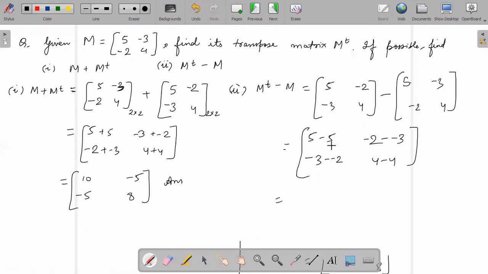5 minus 5 will give you 0. Minus 2 plus 3. This minus 3 is plus 3. So minus 2 plus 3 gives 1. So this is basically 1. This second one, minus 3 plus 2. Minus 3 plus 2 is minus 1. And 4 minus 4 is 0. So this is our M transpose minus M.